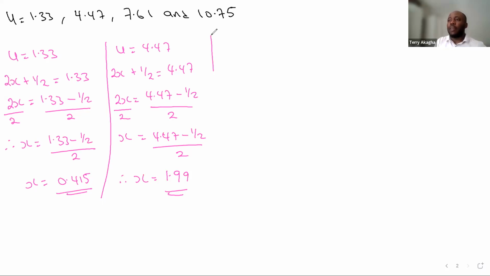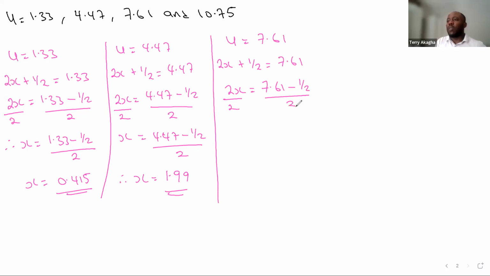The next one, for U equal to 7.61, is the same thing. 2x plus half is equal to 7.61. You take half to the other side, so 2x is going to be 7.61 minus half. Divided by what? 2. So x is going to be 7.61 minus half divided by 2, and when you put that in your calculator, it should be 3.555.